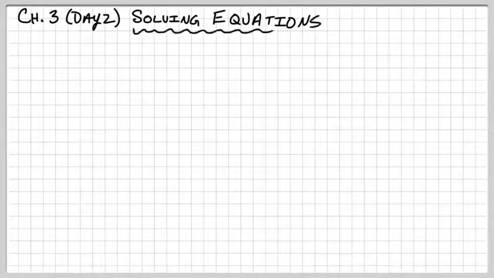Chapter 3, Day 2 notes. We're talking about solving equations. These are actually skills that you already have. We're just going to look at a few different problems that maybe you haven't seen before.